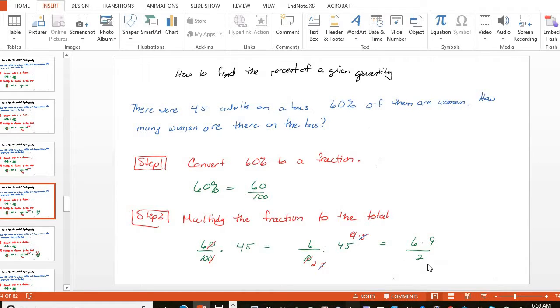So now I've combined everything. And now I see that the 2 goes into itself once, and the 2 goes into 6, 3 times. So I have 27 women. So that's the way I would do it.